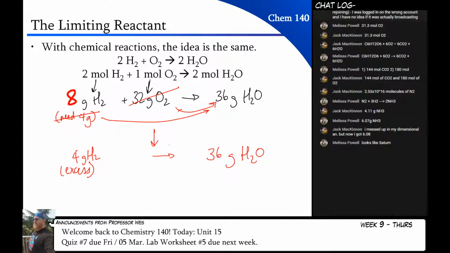So whenever we are doing calculations, we want to look at only the one that runs out first. How do we determine which one runs out first? Well, you just convert that to moles, and then turn that into moles of a product. And whichever one makes less product must have run out first. So let's do an example.